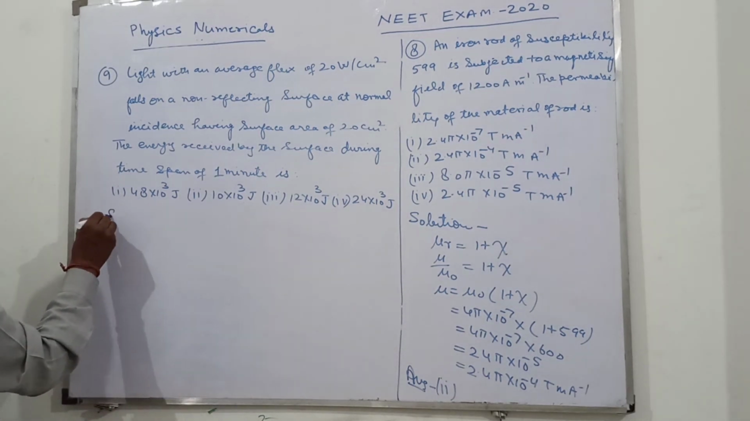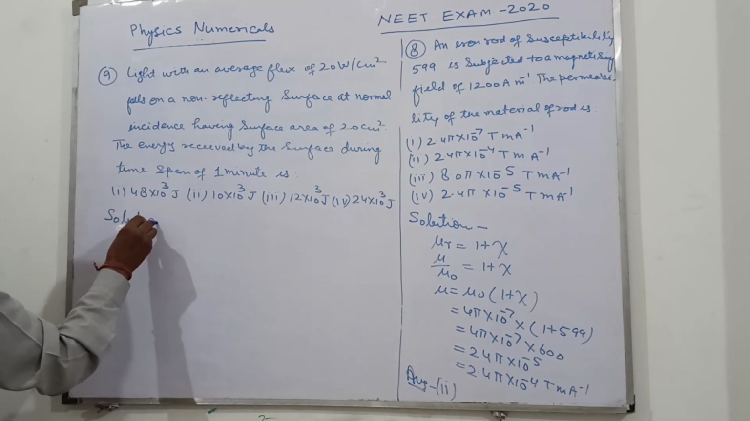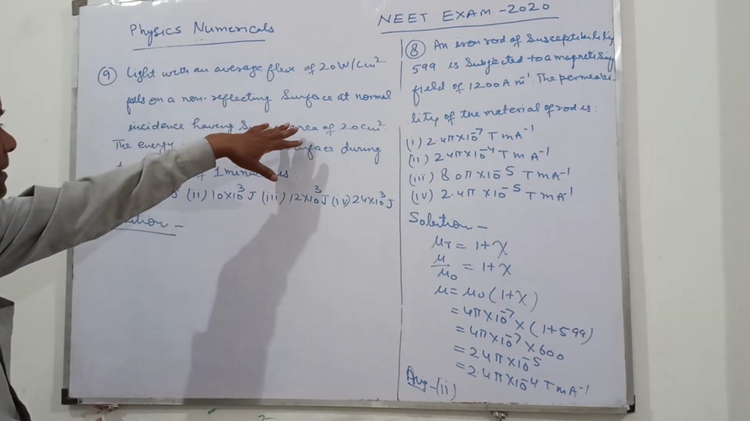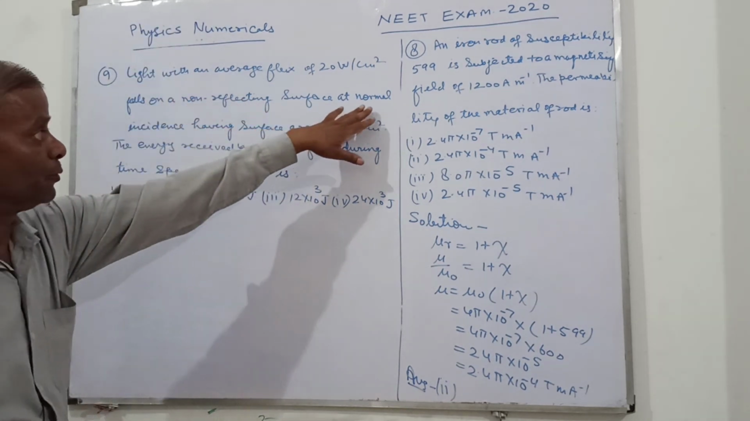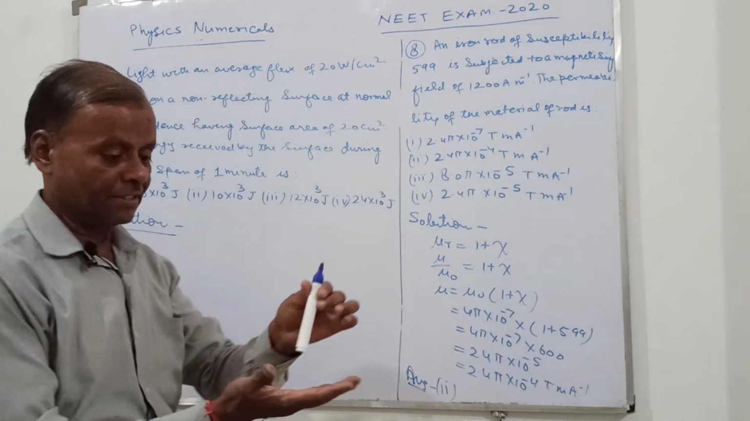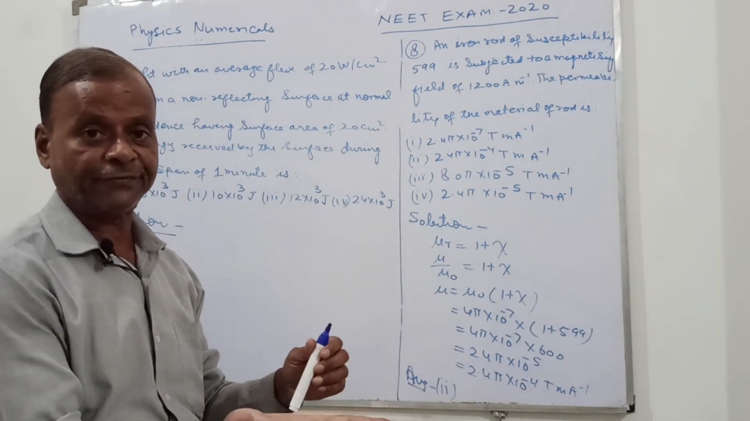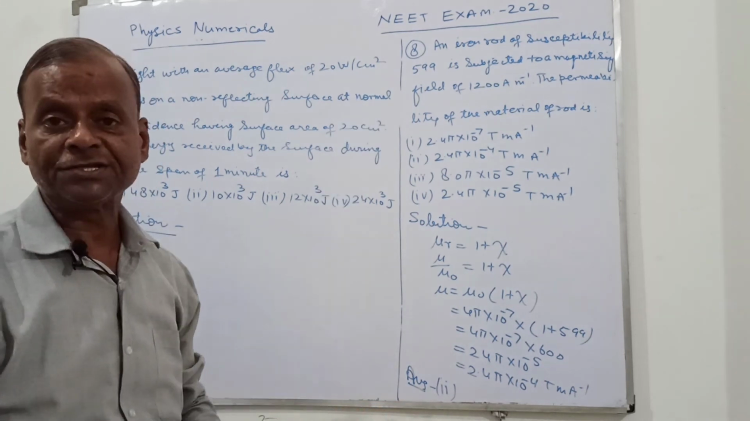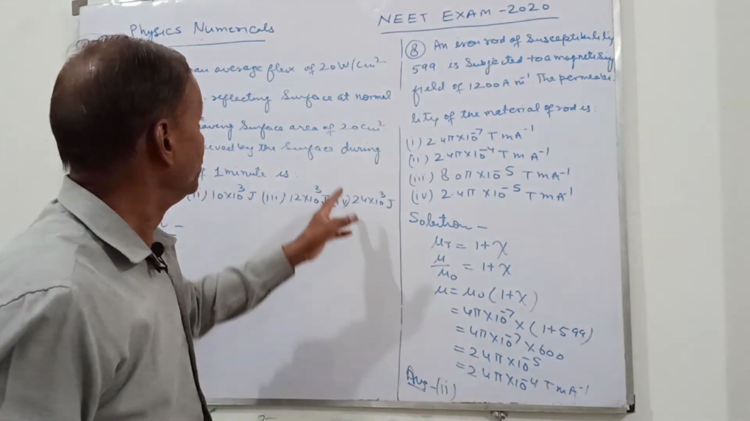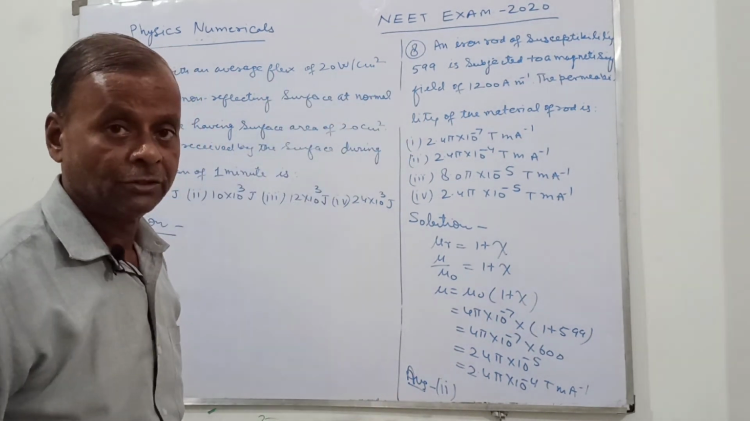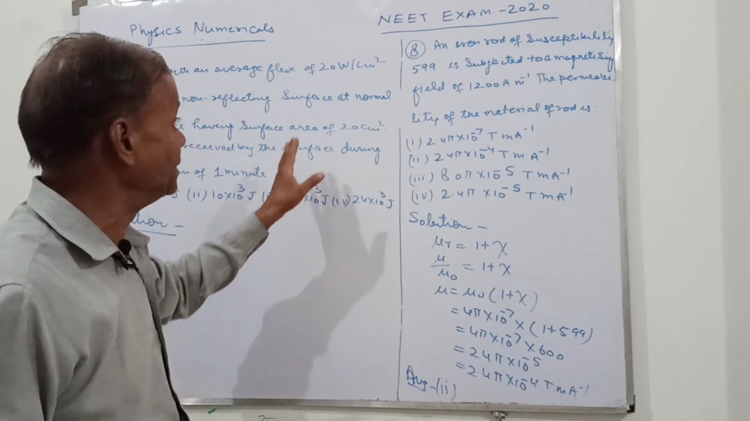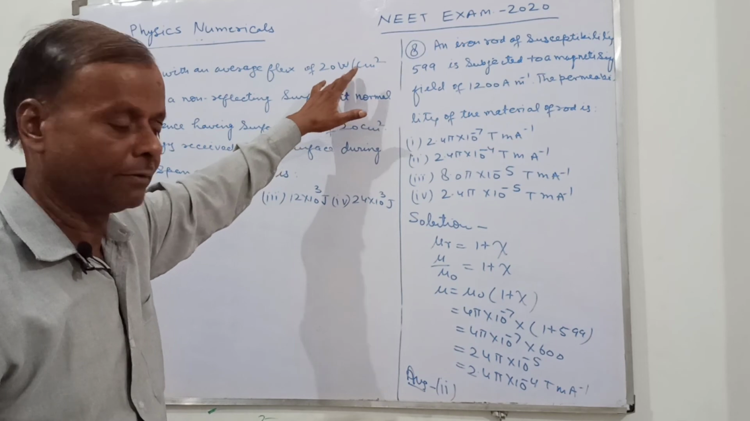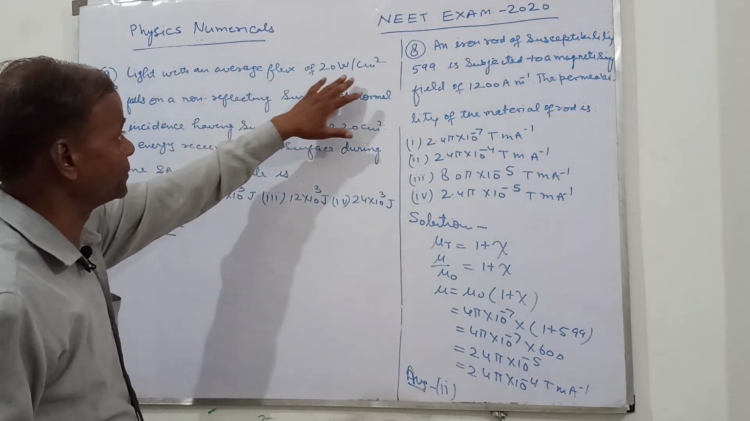So, solution. Here first we have to see that the light is falling normally on the surface. It means that it is falling this way. This is the surface and light is falling like this. So there is no oblique incidence, so you have to take it directly. You are given the flux, 20 watt per centimeter square.